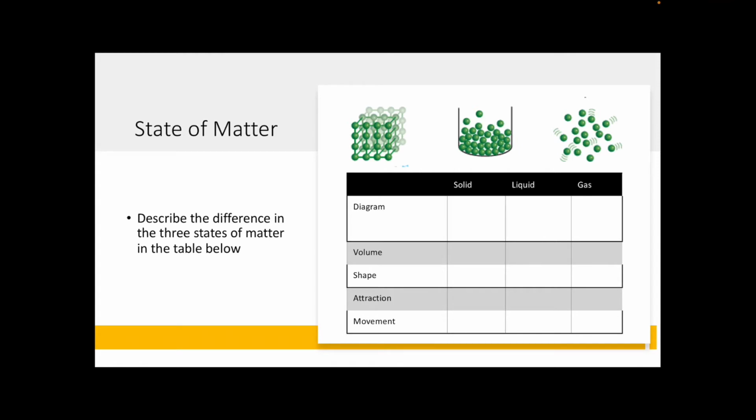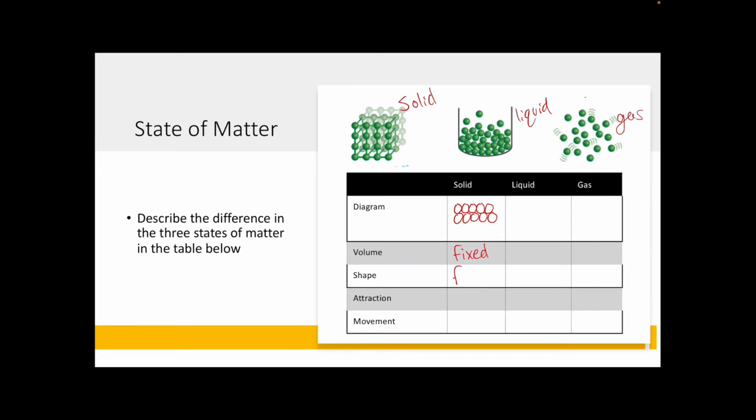Let's talk about the different states of matter. So here we're going to describe the difference in the three states, which is solid, liquid, and gas. So in our diagram, we would draw something that is very close together, because this is our fixed position. Something like that. In terms of volume, it is fixed. You can't change the volume of a solid unless you add more to it or take some away.